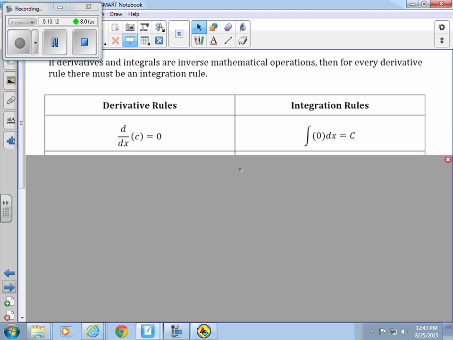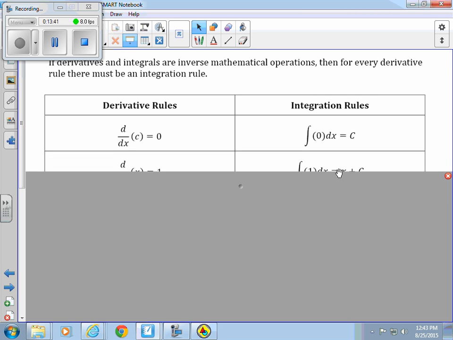Just a quick guess of the next one. Any ideas? What could the next one be? Power rule. Okay, so say we have x squared. What's the antiderivative of x squared? Okay, 1/3 x cubed. Why? Good. Right, multiply the 3 down and reduce the power by 1. Oh, that's the next one.